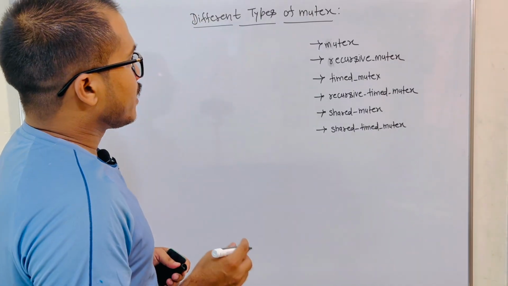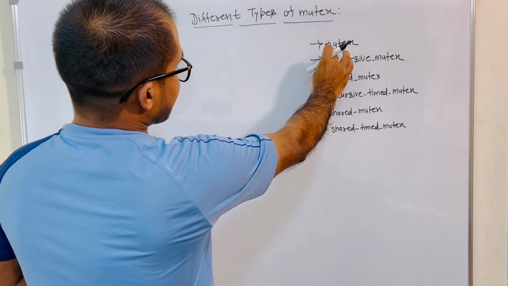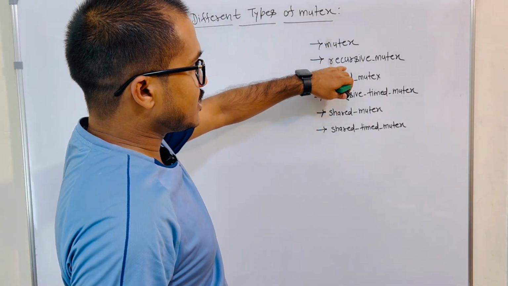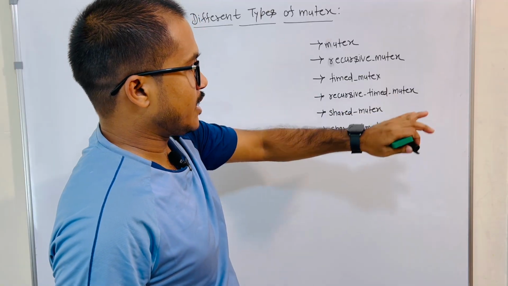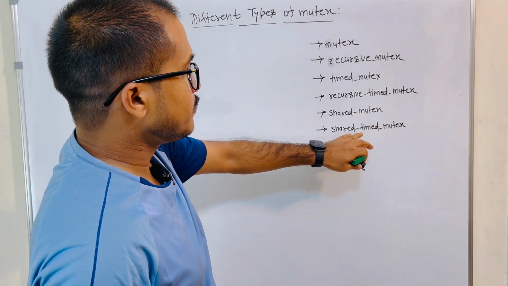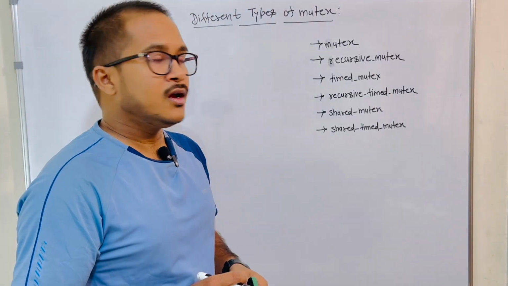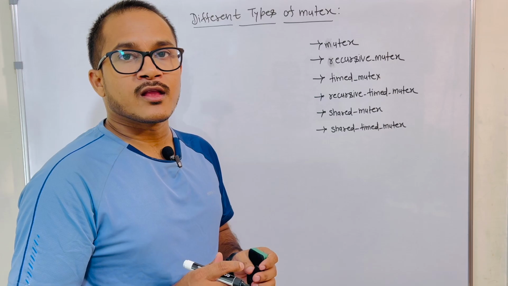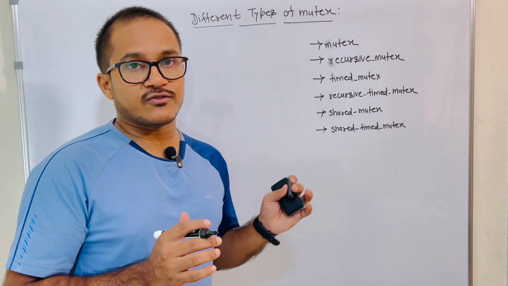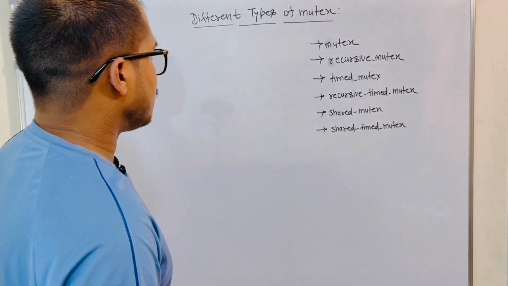So basically there are mainly 6 or 7 types of mutexes. First one is the normal mutex, second is the recursive mutex, then timed mutex, recursive timed mutex, shared mutex, and the last one is shared timed mutex. All these mutexes have different properties, so let's try to understand each of them one by one. First, let's talk about the normal mutex.